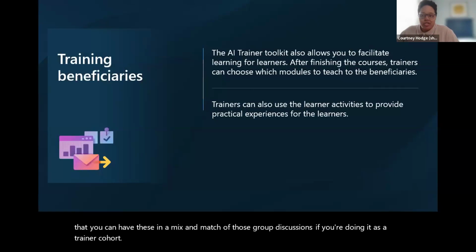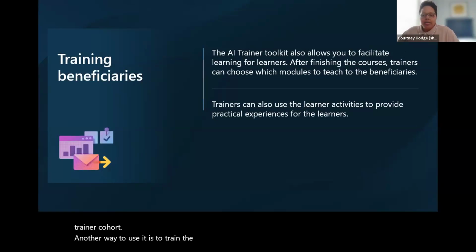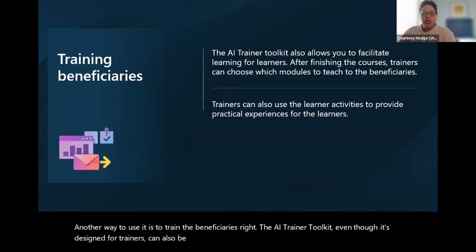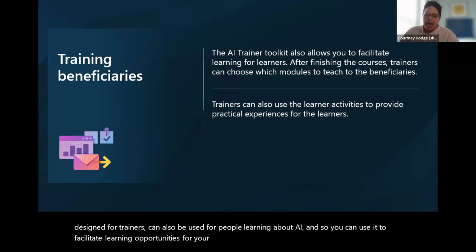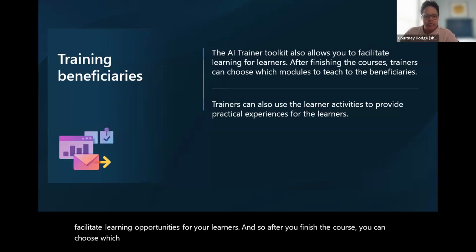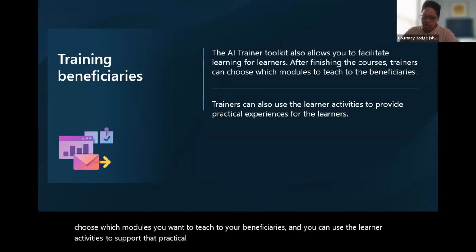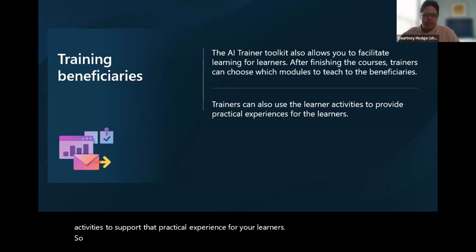Another way to use it is to train the beneficiaries, right? The AI Trainer Toolkit, even though it's designed for trainers, can also be used for people learning about AI. And so you can use it to facilitate learning opportunities for your learners. And so after you finish the course, you can choose which modules you want to teach to your beneficiaries. And you can use the learner activities to support that practical experience for your learners. So those are just 3 different ways to leverage the toolkit.